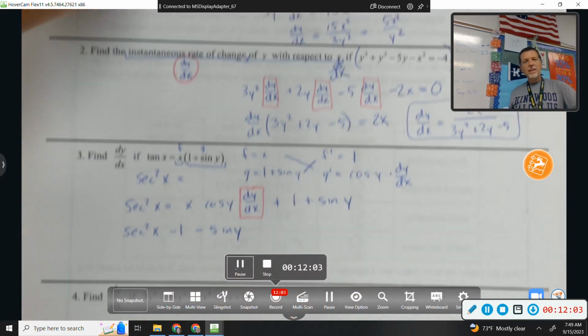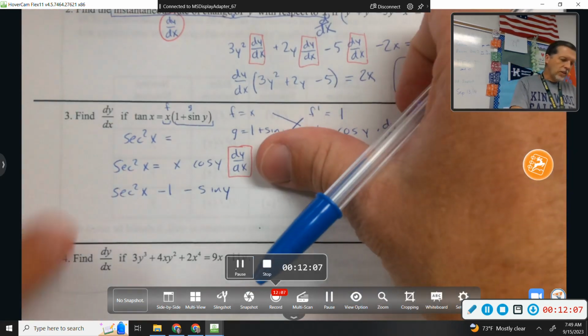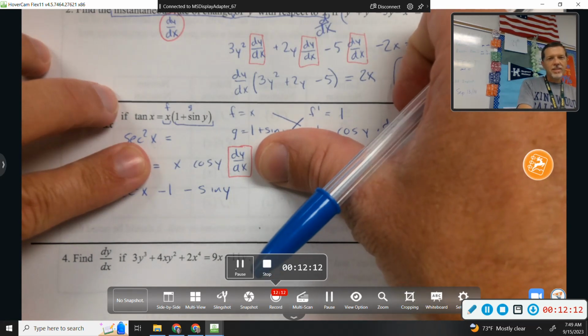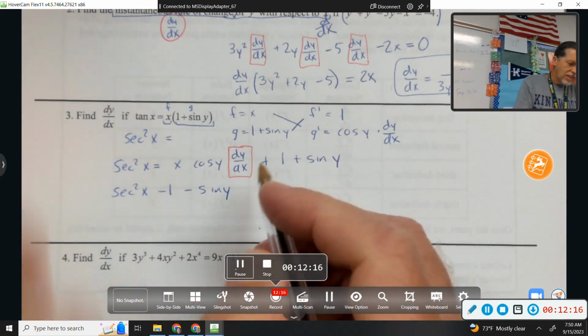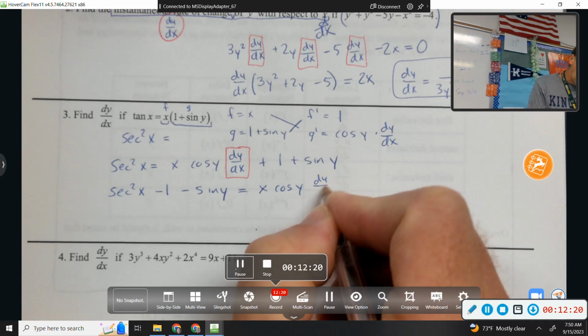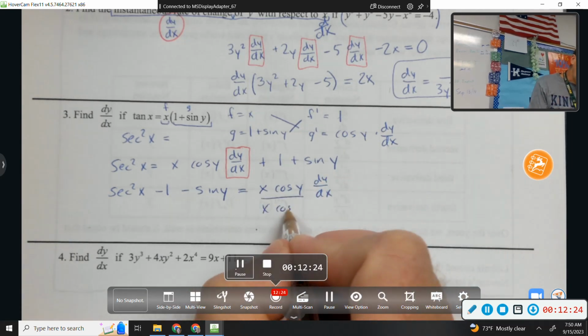And then, if I'm thinking ahead, skipping steps, after I move that stuff over, what would I do next to get dy dx by itself? I would divide by this stuff. I'll show it. So divide by x cosine y.